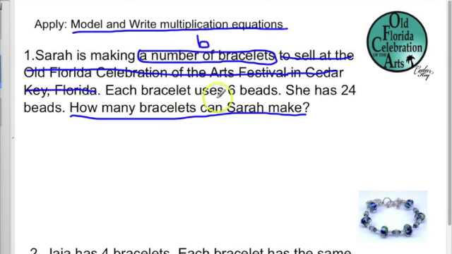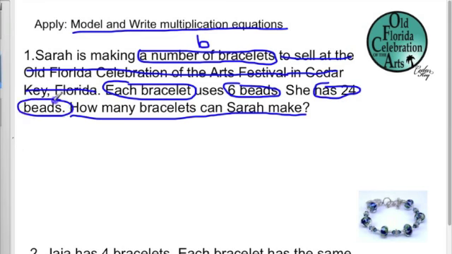Each bracelet uses 6 beads. She has 24 beads. I need to know that for each bracelet, I need 6 beads. I also need to know that she has 24 beads, so I need to know the amount of beads that Sarah has. This information is going to help me solve for how many bracelets Sarah can make.